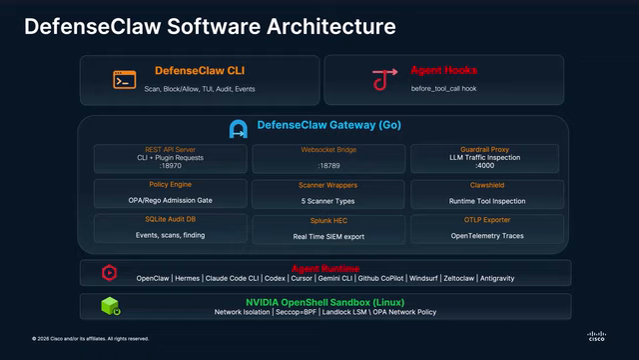Like these are the ones, we just added anti-gravity last week. We're adding them rapidly. So today we support OpenClaw, Hermes, Claude Code, Codex, Cursor, Gemini, GitHub Copilot, Windsurf, ZeptoClaw, and anti-gravity. So it's pretty much, I don't think we missed any. It's like all of the agents that you would be using within your enterprise environment, you could install Defense Claw with, and it'll provide the security for those agents.